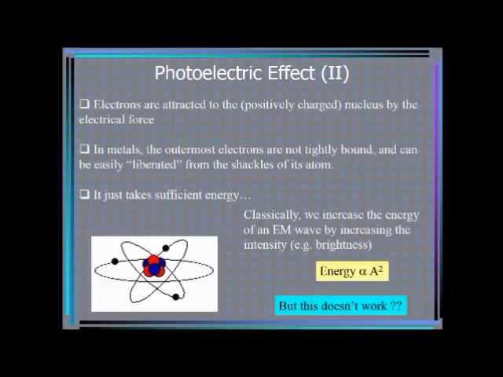Now according to classical mechanics, we increase the energy of the electromagnetic wave by increasing the intensity, that is brightness. Suppose we increase the amplitude of this light, then it will be more bright obviously, and we know energy is directly proportional to amplitude square. But does it really help in taking away these electrons from these orbits? No, it doesn't work.